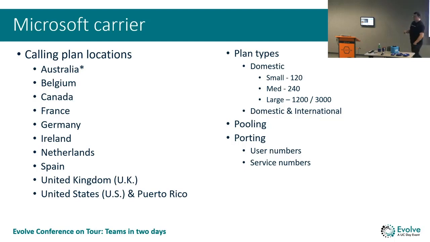The slightly tricky thing there is if you have users who all have the same type of calling plan license associated, those minutes will pool, okay? So if you have 10 users who have a domestic calling plan, you will have 10 times 1,200 minutes available across those users. But if you have 10 users with domestic and 10 users with domestic and international, you don't get 20 lots of domestic. You have 10 of domestic and 10 of domestic and international.